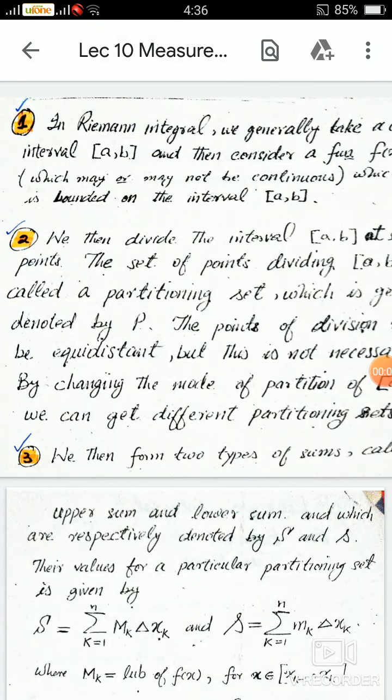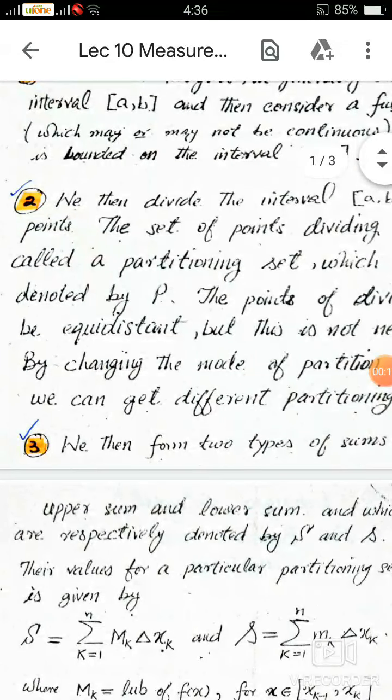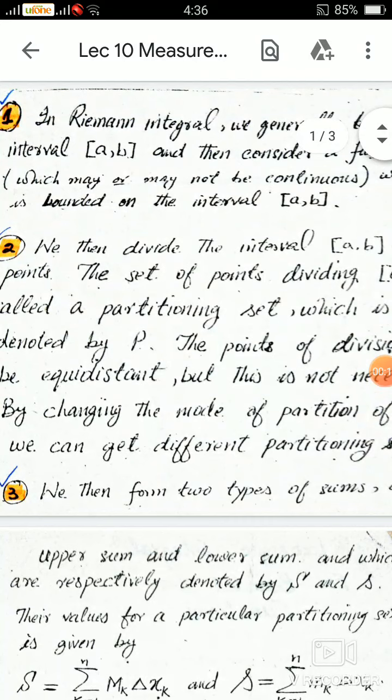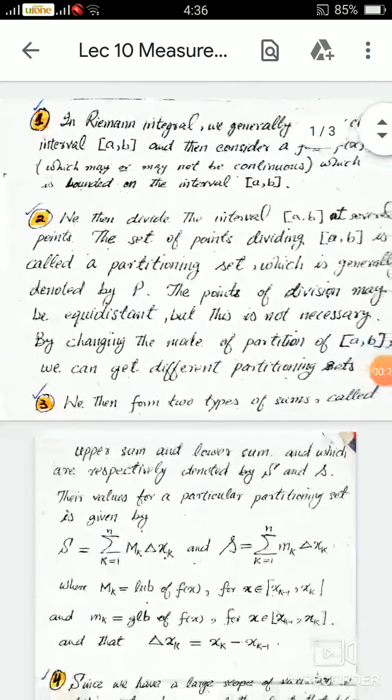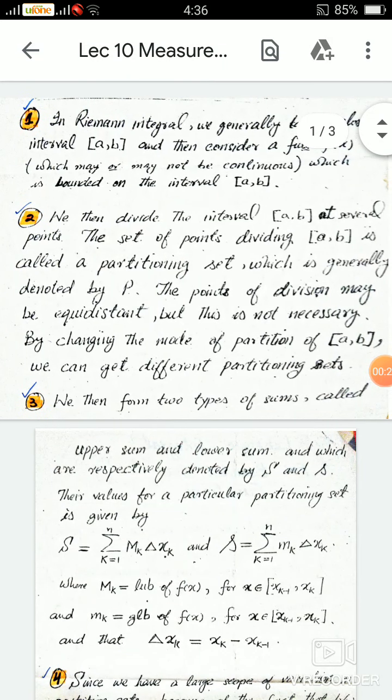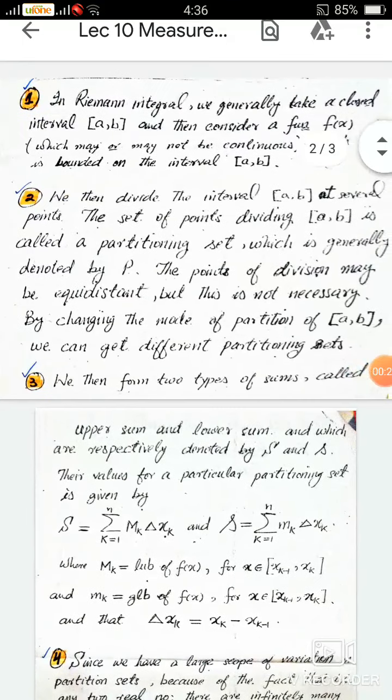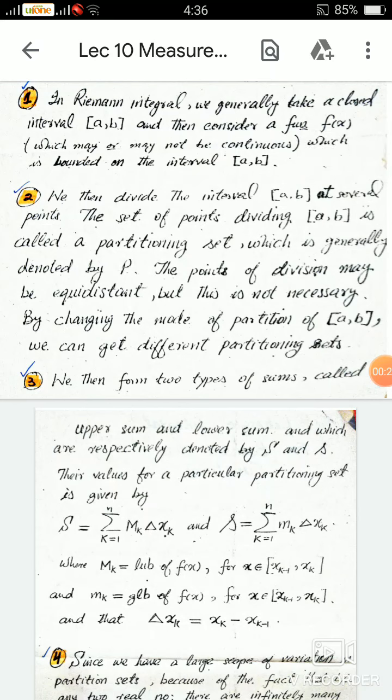Bismillahirrahmanirrahim. Today in this lecture we have some results regarding Riemann integration. First, in the Riemann integral we generally take a closed interval [a, b], and then consider a function f(x) which may or may not be continuous, but which is bounded on the closed interval [a, b].